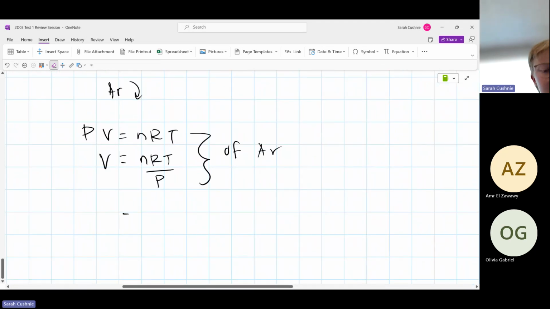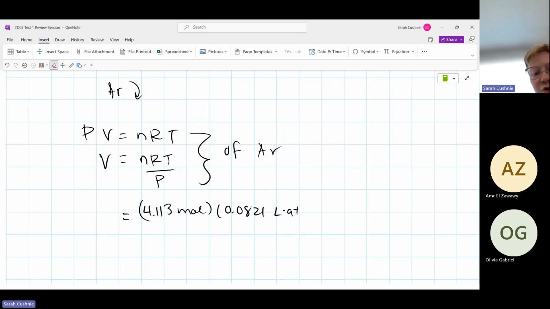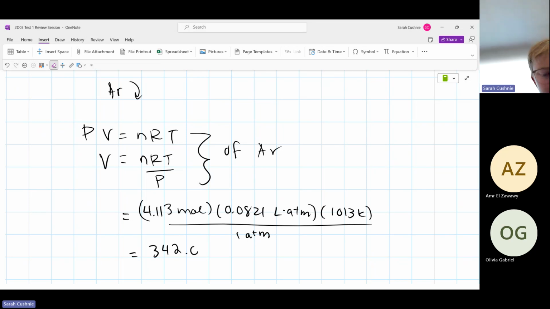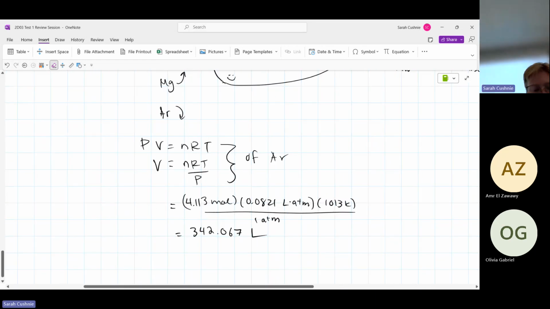So we can take this and we're going to say 4.113 moles. We know that R is 0.0821 liter atmospheres. The trick here is to make sure you just watch your units, which is why I'm writing them all out, times 1013 Kelvin, all divided by 1 atmosphere. You would end up with a value of 342.067 liters. Yeah, so we're going to get liters.